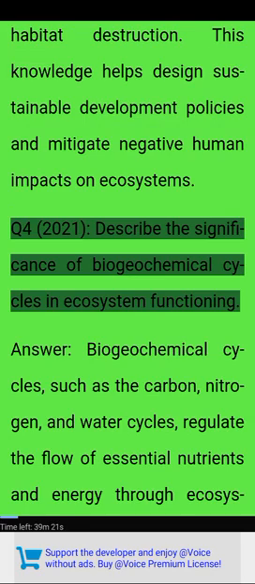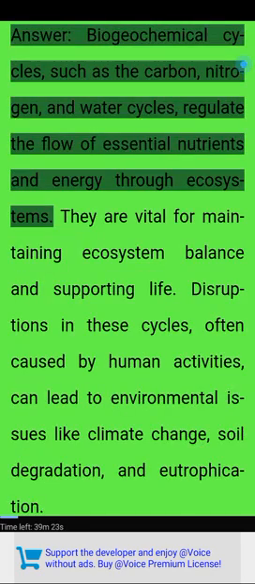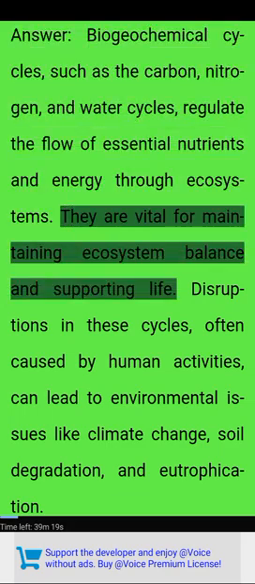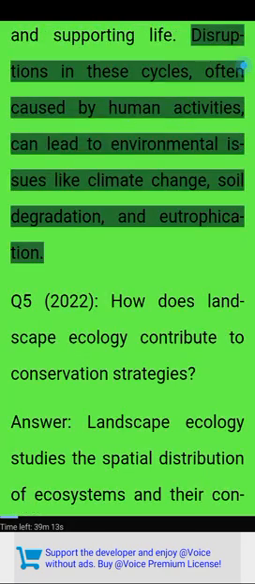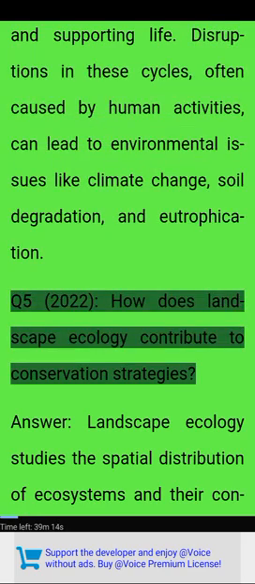Q4 2021. Describe the significance of biogeochemical cycles in ecosystem functioning. Answer. Biogeochemical cycles, such as the carbon, nitrogen, and water cycles, regulate the flow of essential nutrients and energy through ecosystems. They are vital for maintaining ecosystem balance and supporting life. Disruptions in these cycles, often caused by human activities, can lead to environmental issues like climate change, soil degradation, and eutrophication.